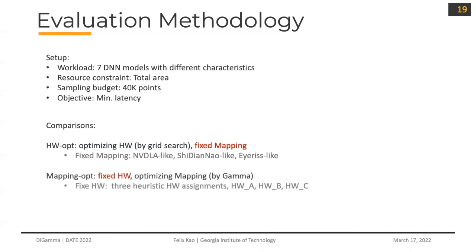Another category we call mapping opt. Essentially, we fix the hardware side and optimize the mapping. We optimize the mapping by using the tool GAMMA. GAMMA is just a mapping design tool based on a fixed hardware. For the fixed hardware configuration, we just use three heuristic hardware assignments, which we call hardware A, B, C configurations. And then finally, we have hardware-mapping co-optimization, which is DiGamma.